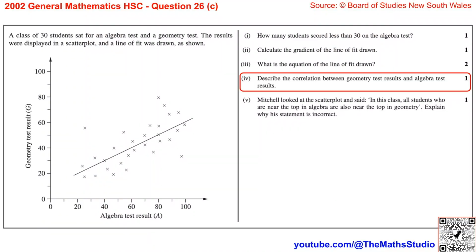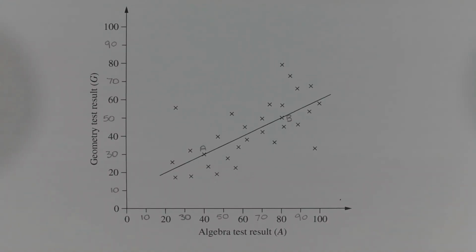Part 4. Describe the correlation between geometry test results and algebra test results. We can see from the scatter plot that the direction of the relationship between the algebra test result and the geometry test result is positive. In other words, it's uphill going from left to right. We can also see that from part 2 when we found the gradient of the line to be positive half. Again, that means there's a positive relationship. As the algebra test results rise, the geometry test results also rise with it.